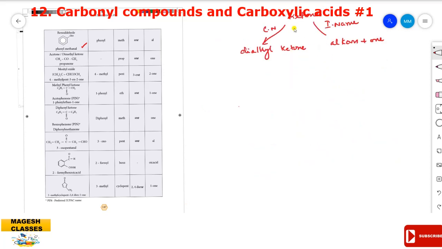In case of ketone, the common name is obtained by dialkyl ketone. The IUPAC name is obtained by alkane plus one. The suffix is one. So in case of alcohol, it is ol. Here it is one. That's all.